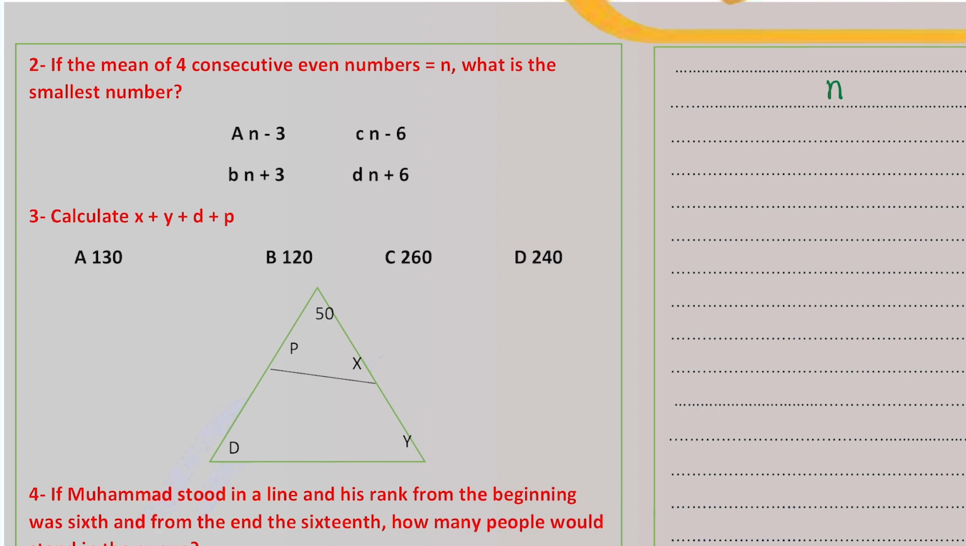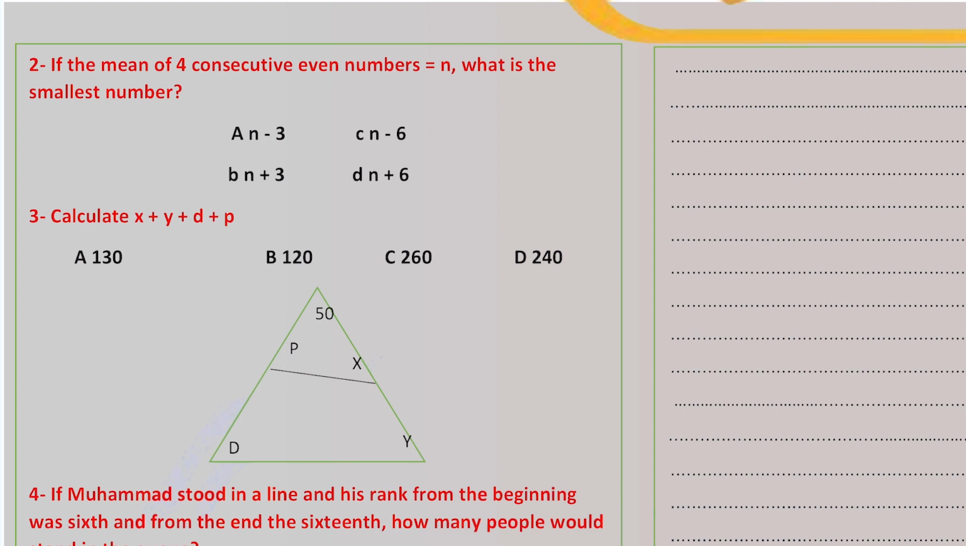We will change the solution because we have even numbers. So here it will be n minus 1 and here n plus 1. But if it's even or odd, I will add 2 and subtract 2. So here it will be n minus 3 and here n plus 3. This question exists in Qudrat in two forms. For 4 consecutive numbers, I will add 1 and subtract 1 each time. For even or odd numbers, add 2 and subtract 2. Okay? Let's take the next question, question number 3.